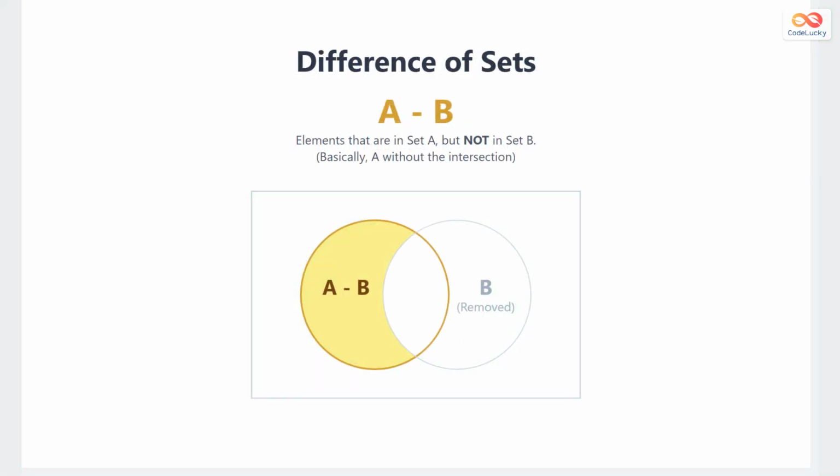The difference of sets, written as A minus B, refers to items that are strictly in set A and not in set B. Visually, it looks like a cookie with a bite taken out of it. We take the full circle A and remove the part that overlaps with B.